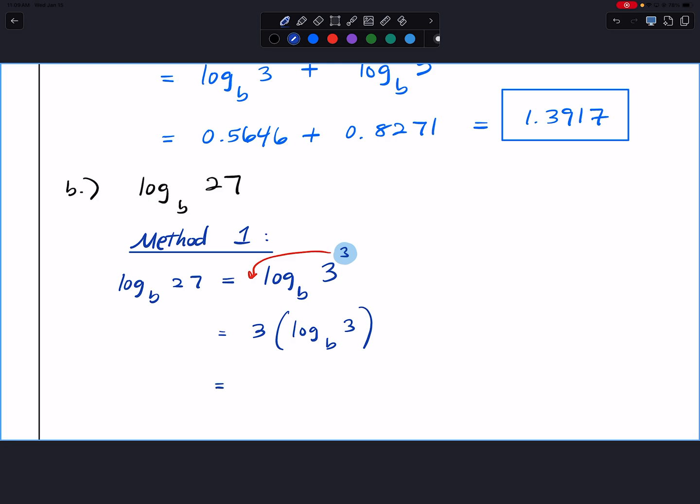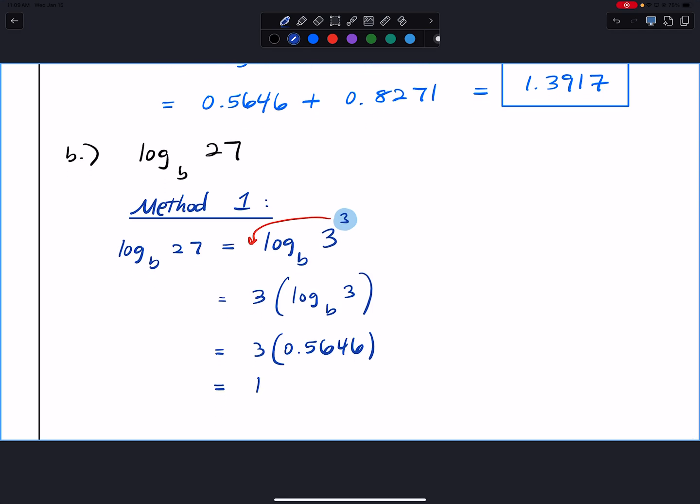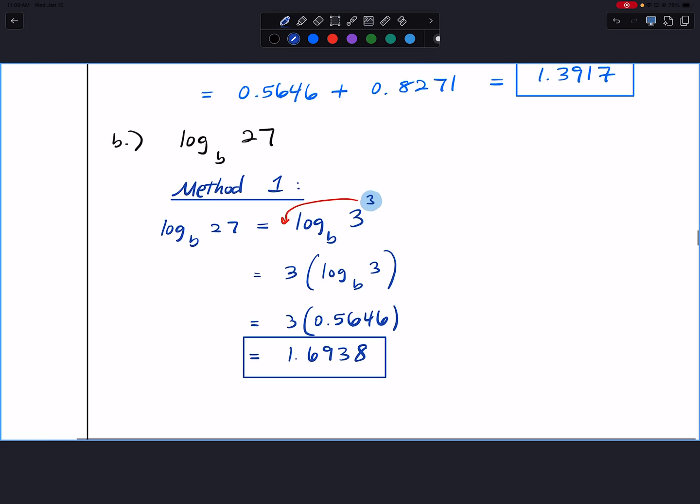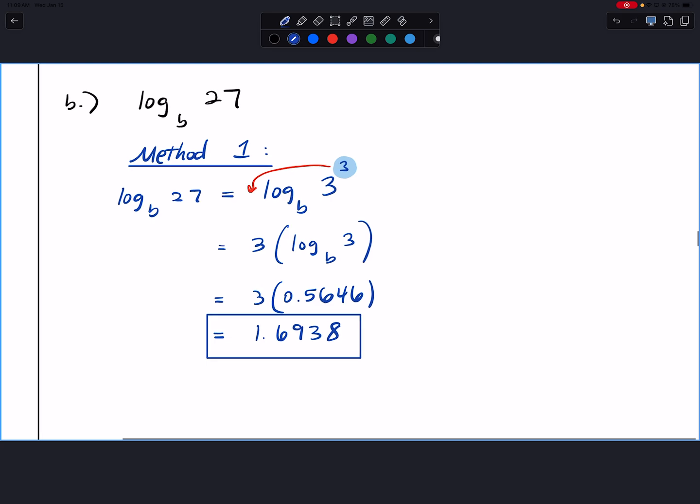which is equal to 3 times 0.5646, which is equal to 1.6938. Are we comfortable with that?